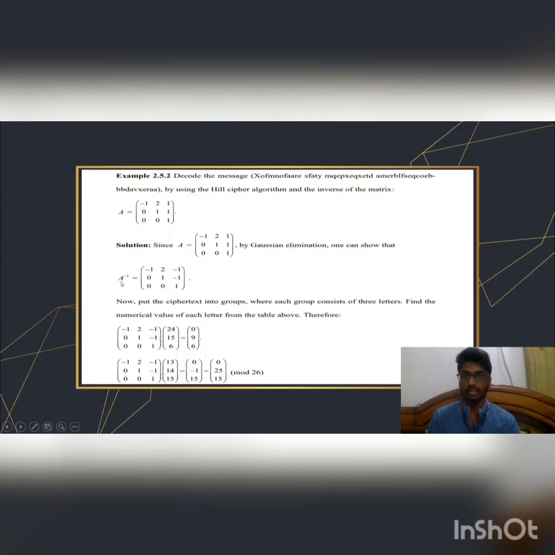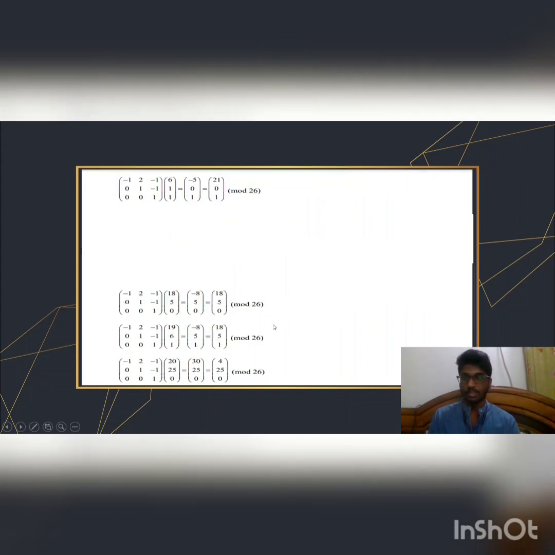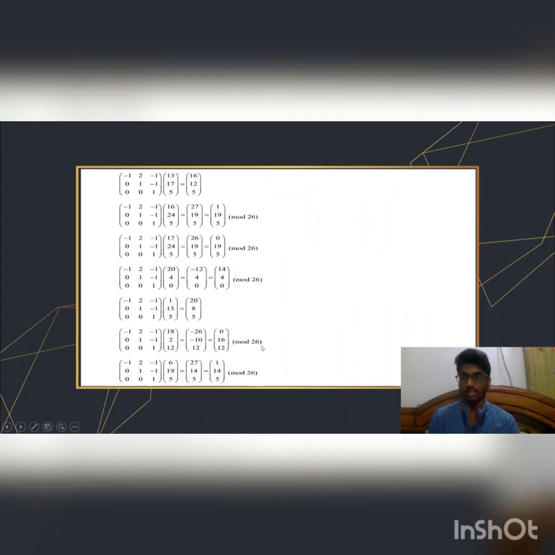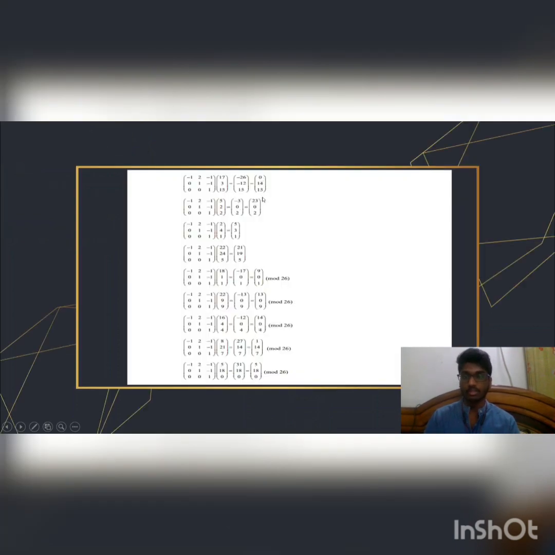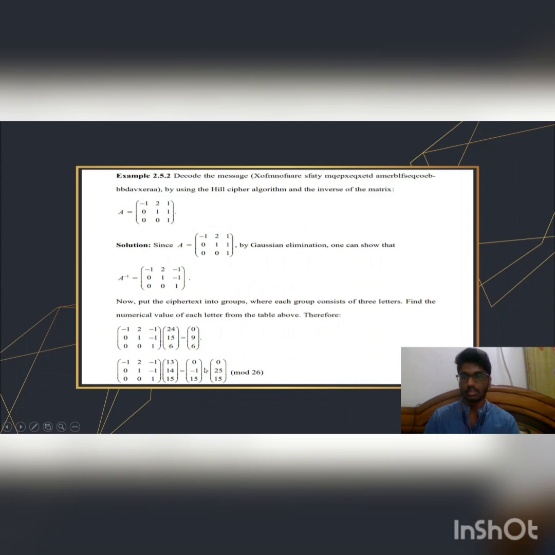Similarly, writing for other alphabets, first we get 24, 15 and 6 for XOF, and for MNO it's 13, 14, 15. And similarly for the remaining alphabets, we write it like this. And finally we get this message: "If you are ready, please send me the plane now, because I am in danger," based on the final answers we get on the RHS.